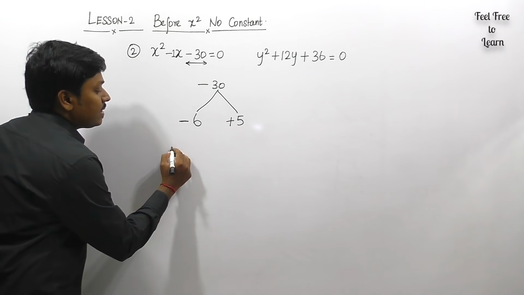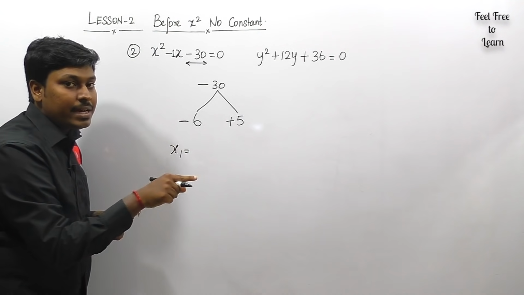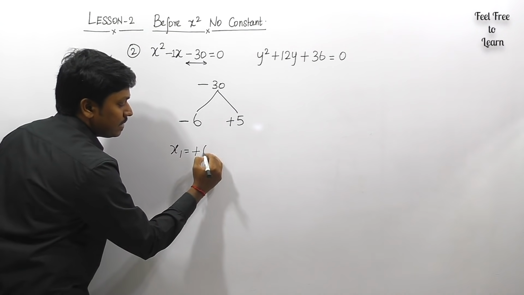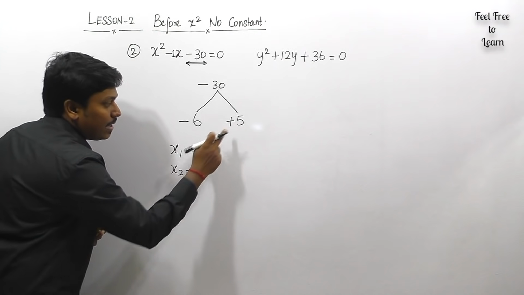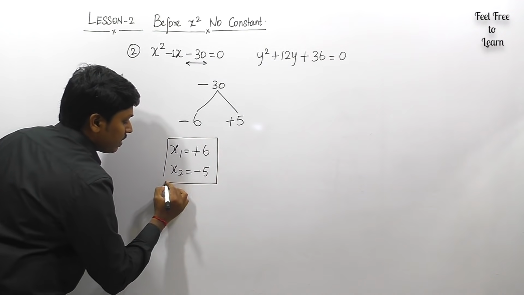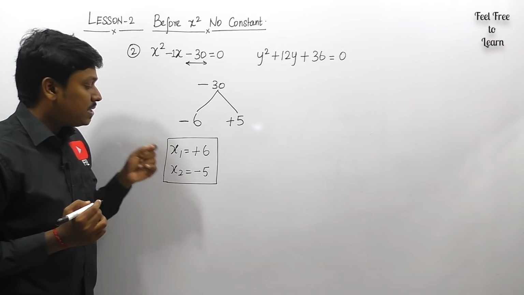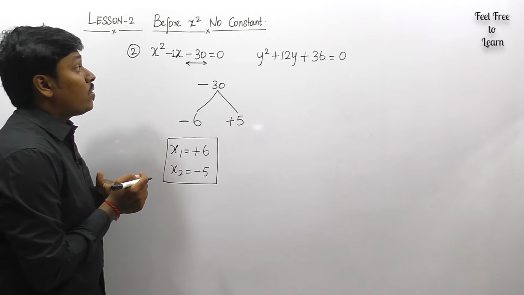So finally we can say that the value of x1. So friends, listen here. Here it is minus 6, but while writing you need to change the sign as plus 6. And similarly x2. Here it is plus 5, but while writing you need to change the sign as minus 5. So finally we got the factors, that is x1 is equal to 6 and x2 is equal to minus 5. So let me move on to the second expression.